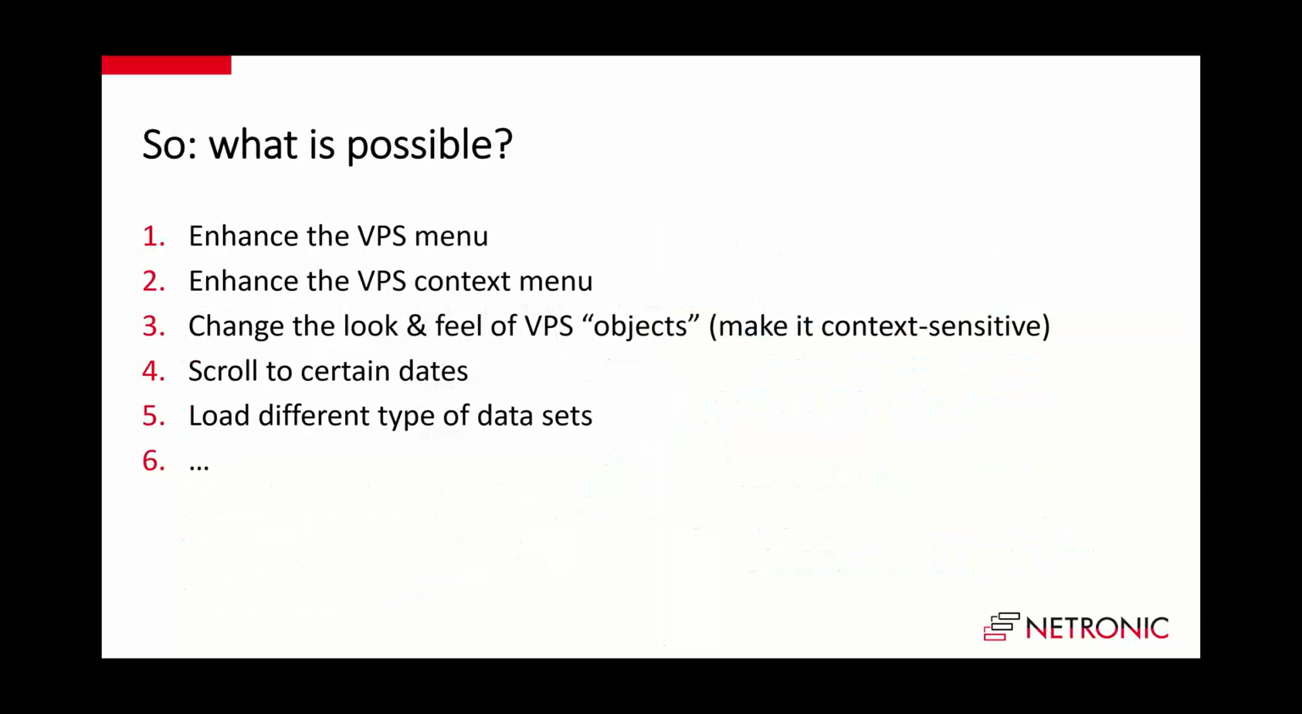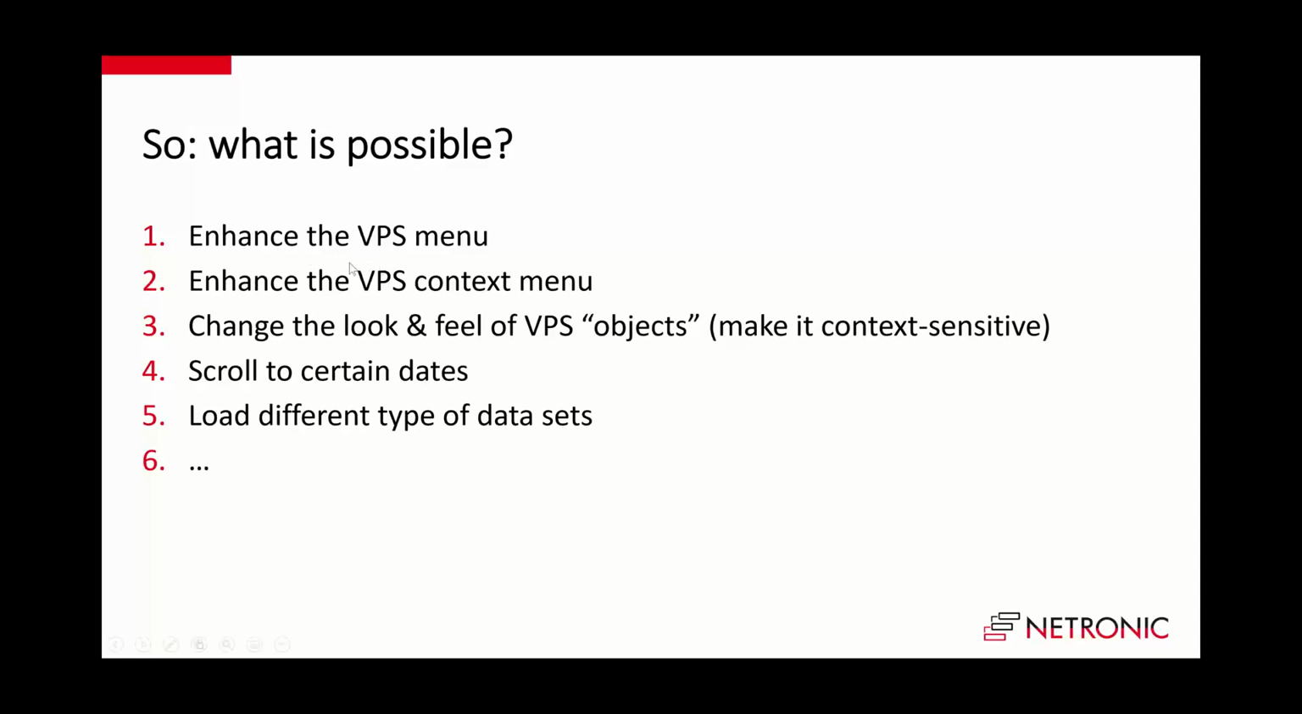So what is possible? Well, things that now became possible. You can enhance the VPS menu, so you can add new functions to the actions menu. These new functions then call a function in your extension, and this function then works with our function and event to do something in the VPS, because you can change things that are happening in the VPS with your code.